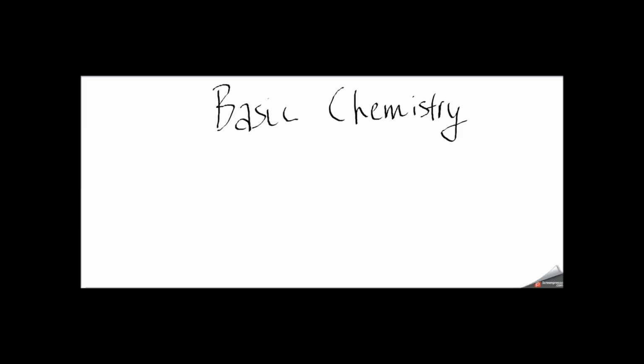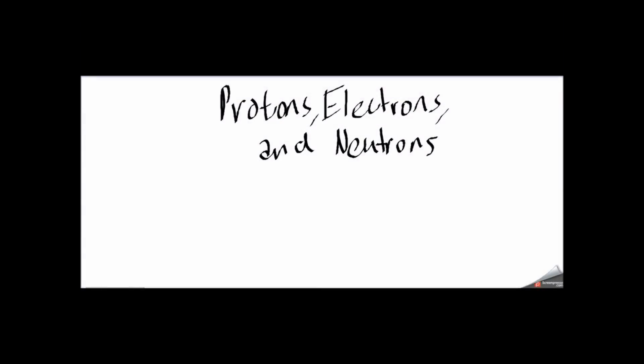In today's video, we'll be covering basic chemistry. This is not necessarily chemistry that you would need to know for a chemistry class, but rather the chemistry that is required for you to know for AP Biology. In this first part of the video, we will be talking about protons, electrons, and neutrons. Protons, electrons, and neutrons are considered subatomic particles, meaning that they are particles that exist inside of an atom.